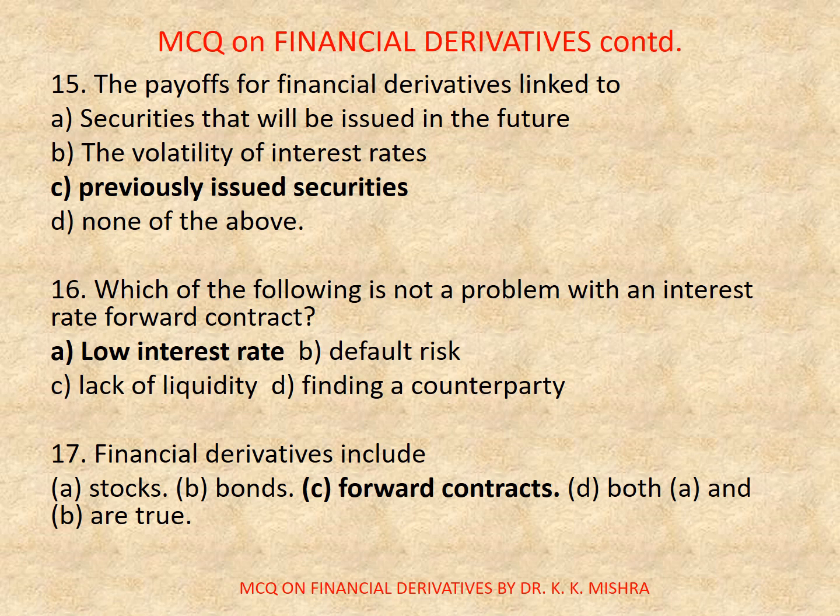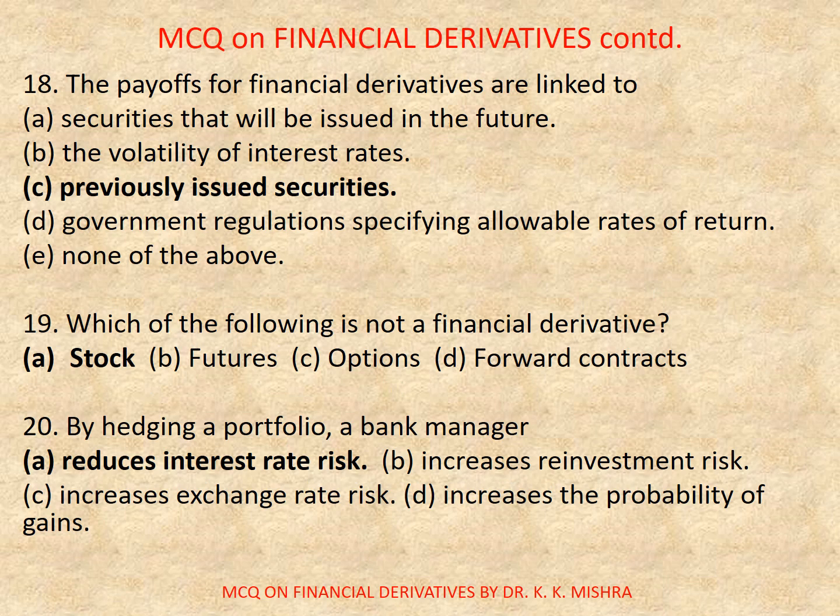Question number 17. Financial derivatives include. Options are A. Stocks, B. Bonds, C. Forward contracts, D. Both A and B are true. Correct option is C. Forward contracts.